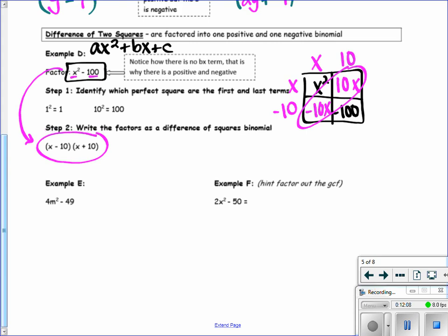Perfect square, or sorry, the difference of two squares. It has to be two terms, because that middle term has to cancel out. So we have two terms. Are they both perfect squares? Could we get the square root of the first term and the second term?